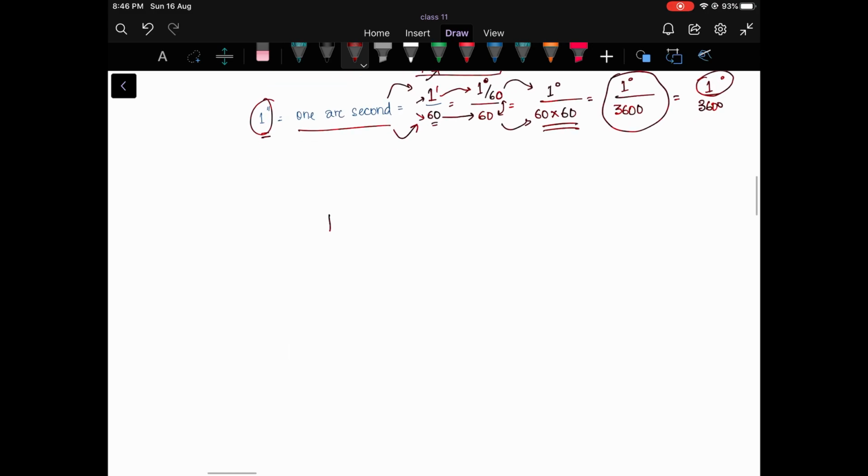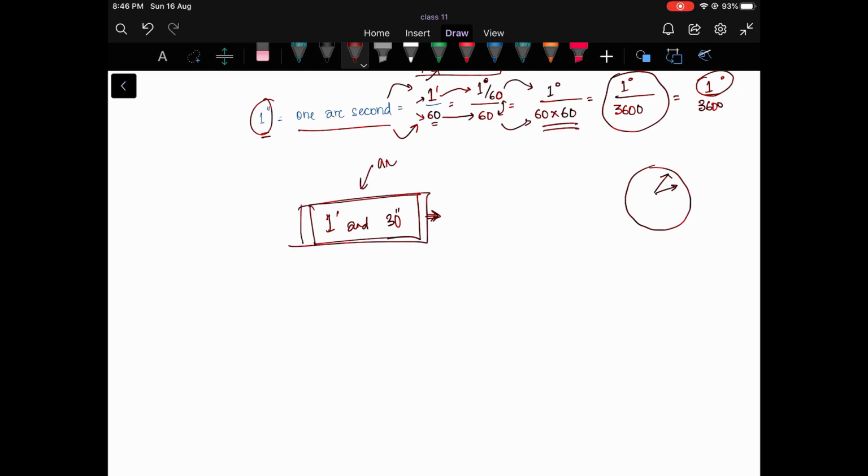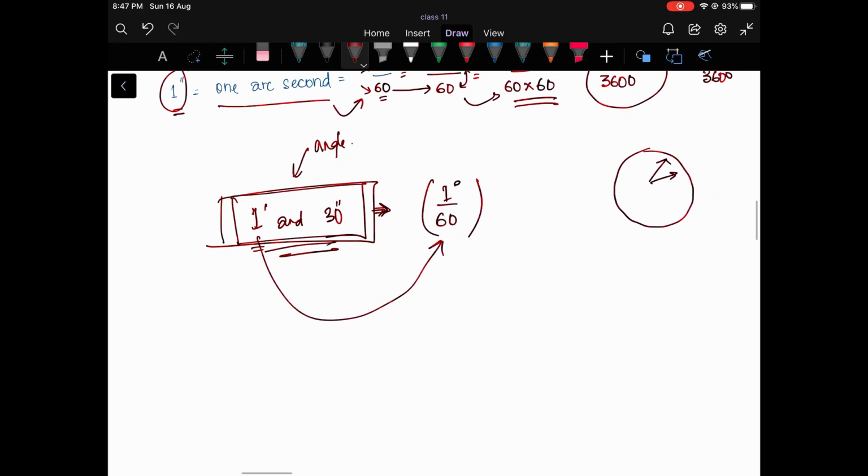Now suppose somebody writes 1 arc minute and 30 arc seconds, and they ask you to convert this into degrees. What you can do is think of it like a watch where you have a minute hand and a seconds hand, and this is like the time measurement, but here of course it is an angle measurement. So 1 minute and 30 seconds is like writing 1/60 of a degree, that is for your 1 minute, and I must add it with 30 seconds.